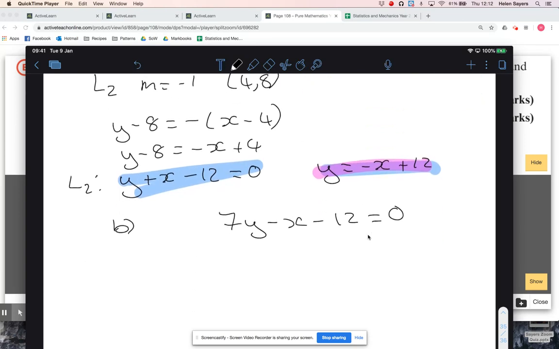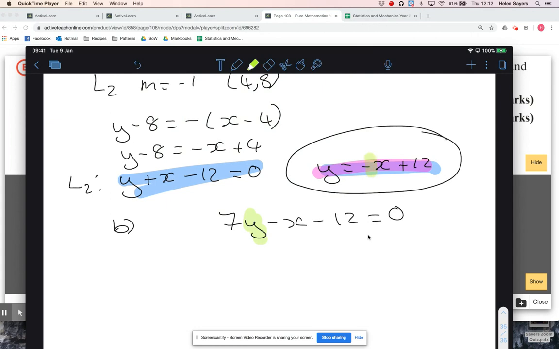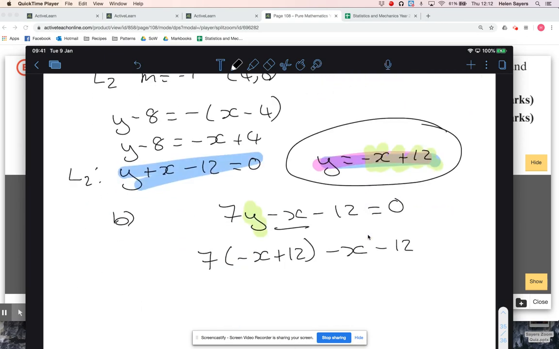So there's line 1, and then if I substitute that in, where this says y, I will substitute in minus x plus 12. So 7 times minus x plus 12, and then minus that x minus, is that right? Yeah, they are both 12. I think maybe I'm putting something down wrong. Equals 0. So minus 7x plus, I hope that's 84. That could be quite awkward.